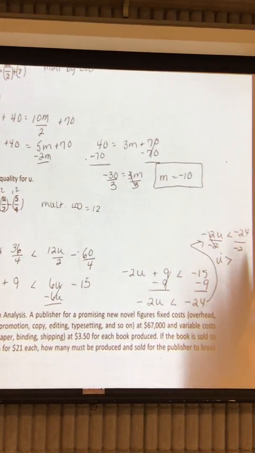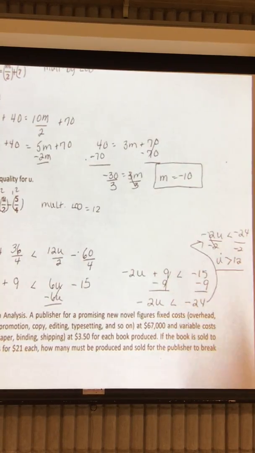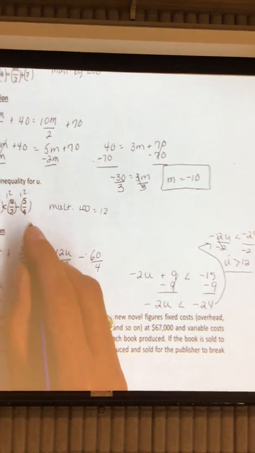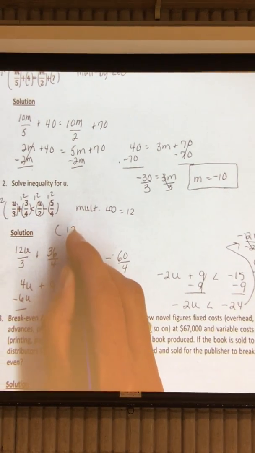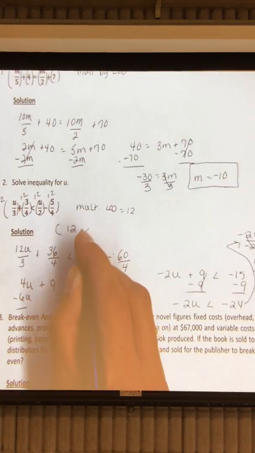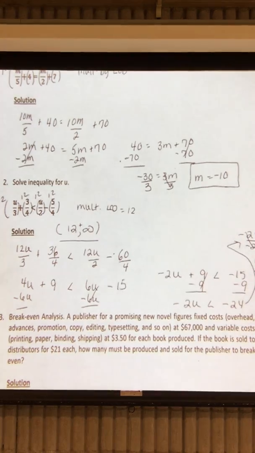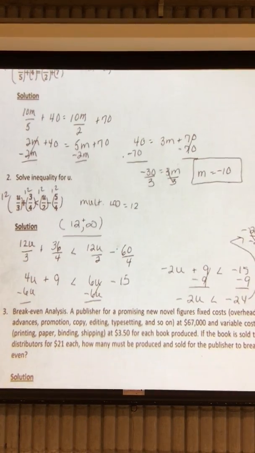So negative divided by negative is 12. So we have u is greater than 12. And writing that answer in interval notation, we have 12, comma, positive infinity, which means u is greater than 12.